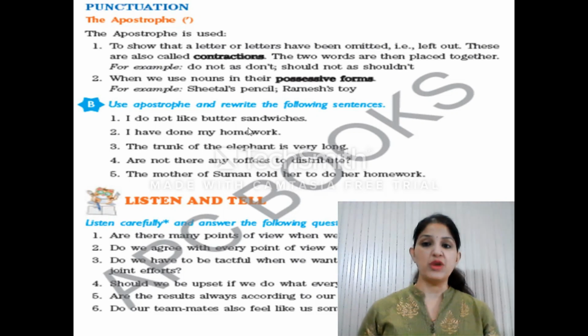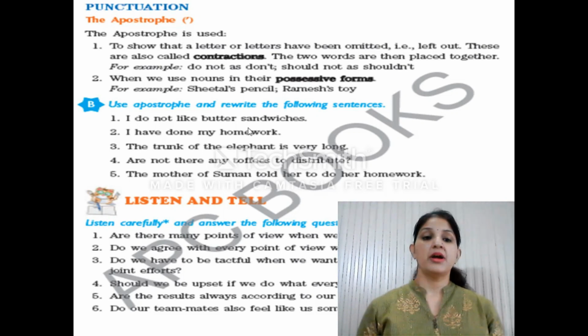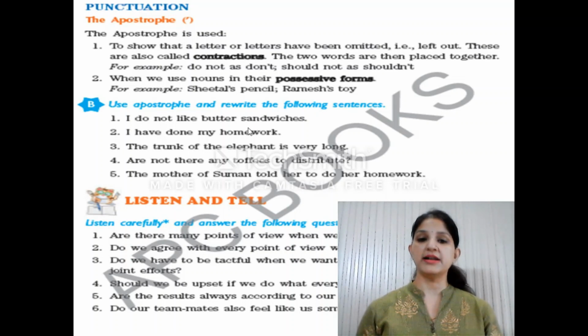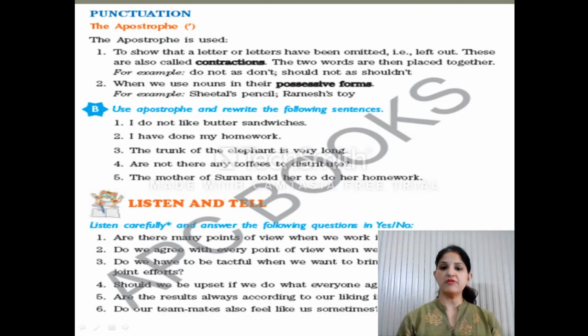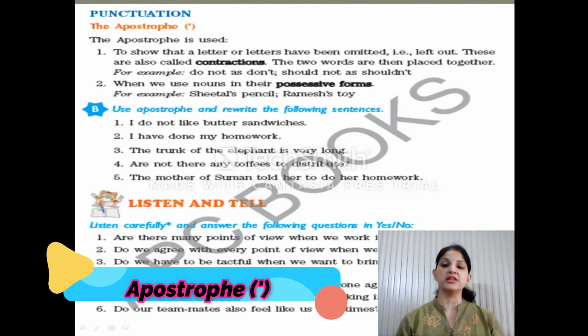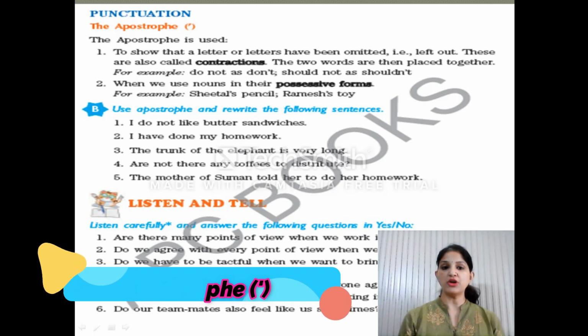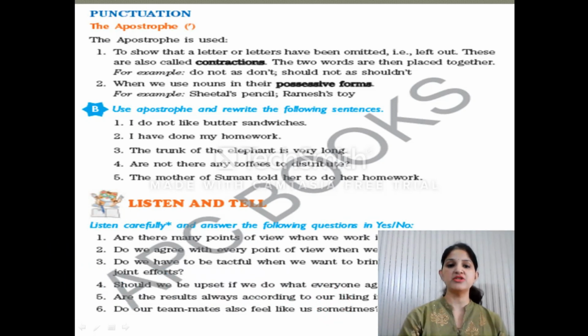Now let us see where we have to use the apostrophe. The apostrophe is used to show that a letter or letters have been omitted. These are also called contractions. Now today we will be knowing about the fourth important thing, that is the apostrophe. So what do you mean by apostrophe? Here, as you can see, a comma on the top is called an apostrophe.